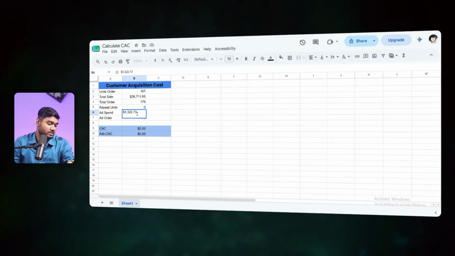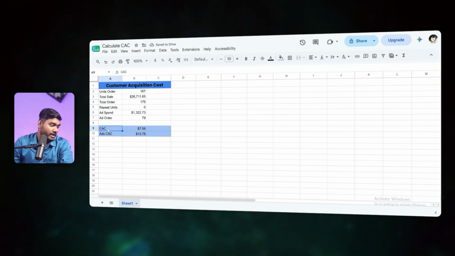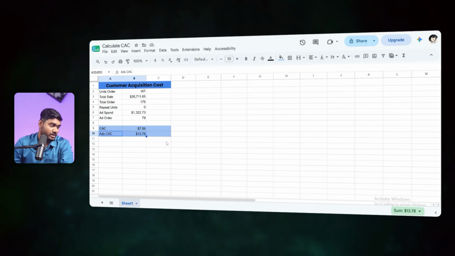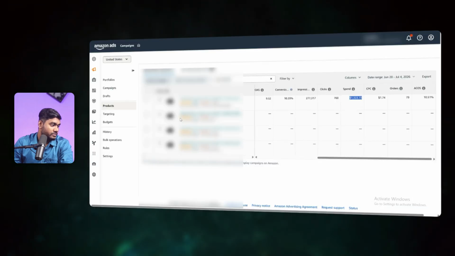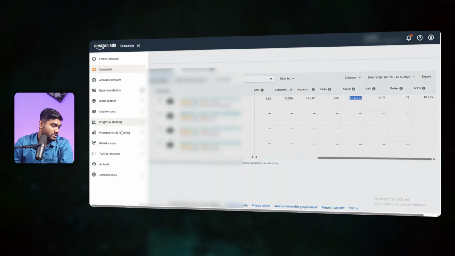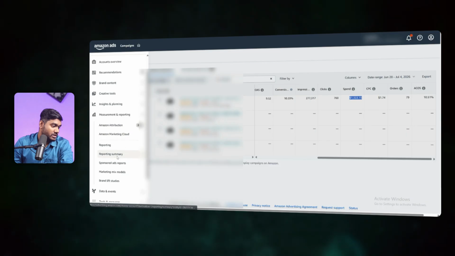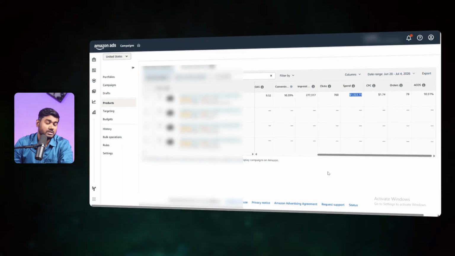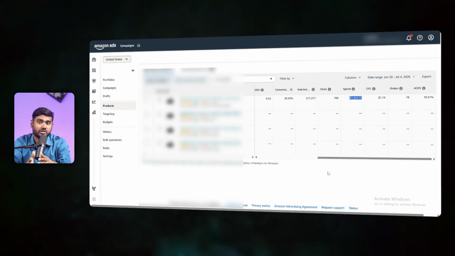Let me calculate here. So here I have calculated the customer acquisition cost. This is the overall, and this is for the advertising one. One thing you can see here: from measurement and reporting, if you go to ads, sponsored ads report, then you may see the brand campaign reports, and Amazon only provides the new-to-brand customer percentage or acquisition, all those things, only for this brand campaign.